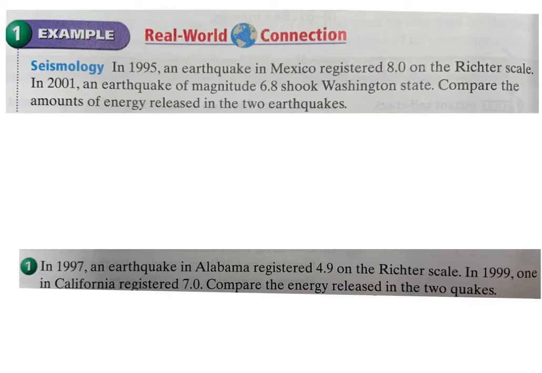In 1995, an earthquake in Mexico registered 8.0 on the Richter scale. In 2001, an earthquake of magnitude 6.8 shook Washington state. Compare the amounts of energy released in the two earthquakes. And so for this one, we're going to compare the energy released in the 8.0 to the energy released in the 6.8. And so all they're reminding you here is what you do with exponential properties.